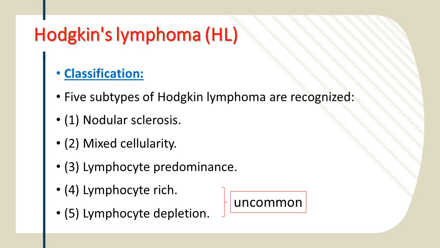Regarding the classification of Hodgkin's lymphoma, 5 subtypes of Hodgkin lymphoma are recognized. These are: first, nodular sclerosis; second, mixed cellularity; third, lymphocyte predominance, as well as lymphocyte-rich and lymphocyte depletion. The last two subtypes are uncommon.